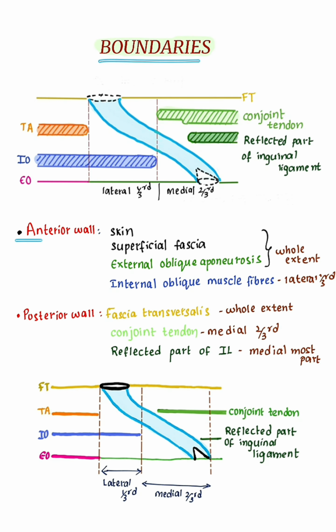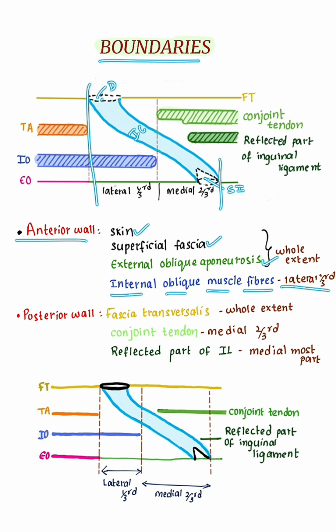Boundaries. Anterior wall. In its whole extent, it is formed by skin, superficial fascia, external oblique aponeurosis. In its lateral one-third, it is formed by internal oblique muscle fibers. This is deep inguinal ring, superficial inguinal ring. In between the deep inguinal ring and superficial inguinal ring, inguinal canal is present. So from here till here, it is inguinal canal.